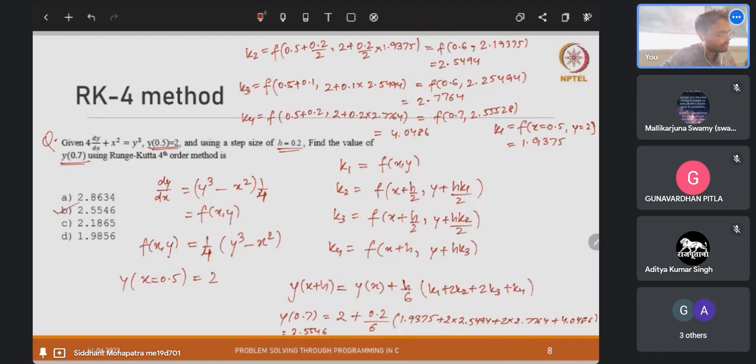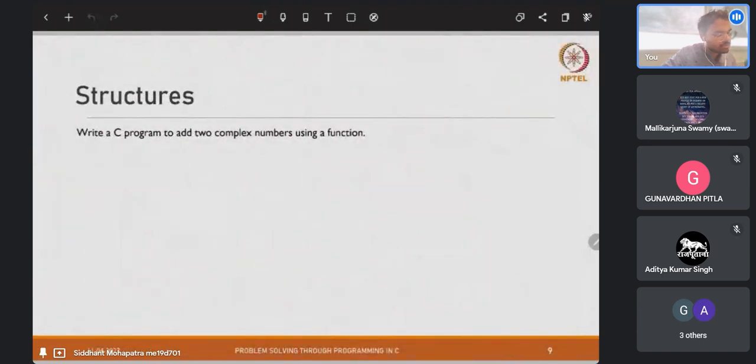Okay, I hope this is clear. Now let us move on to the next question then. So we also covered structures in week 11. So let us try and solve it.